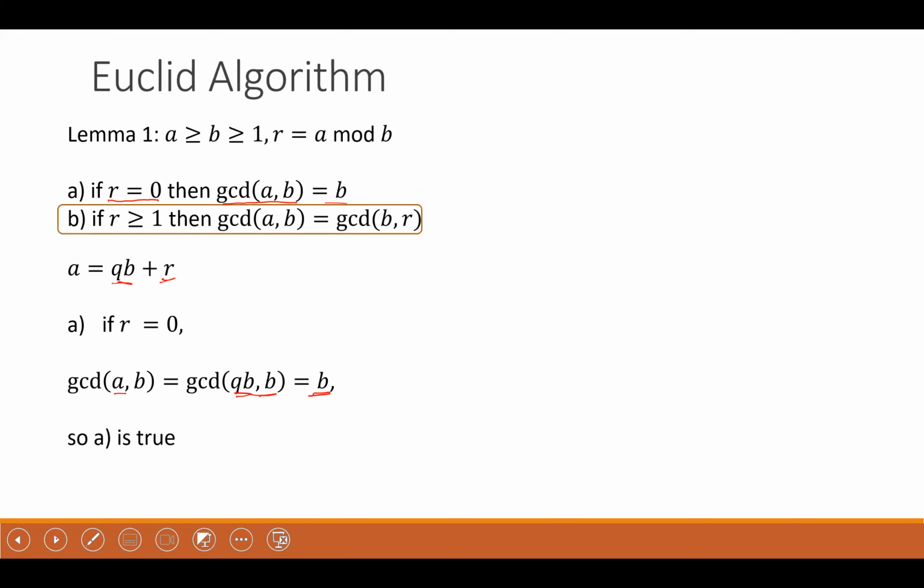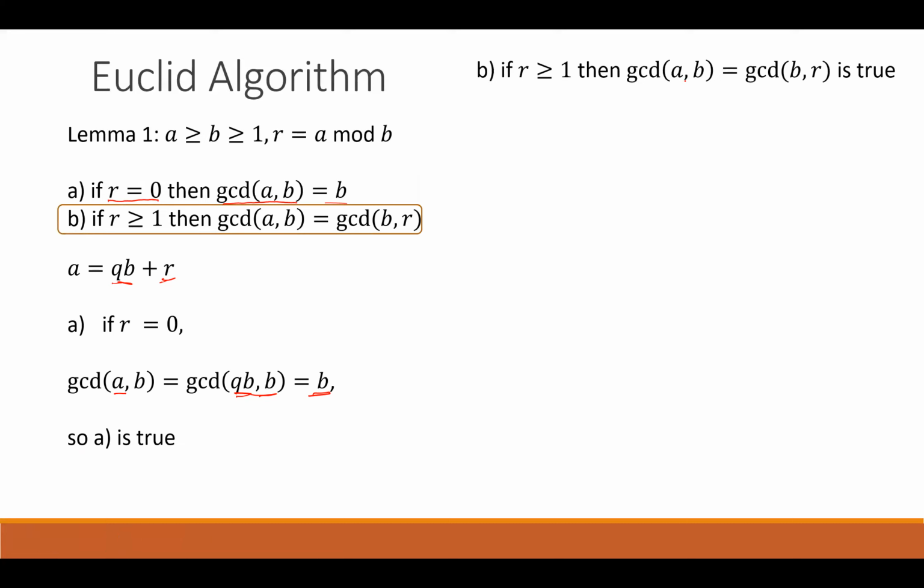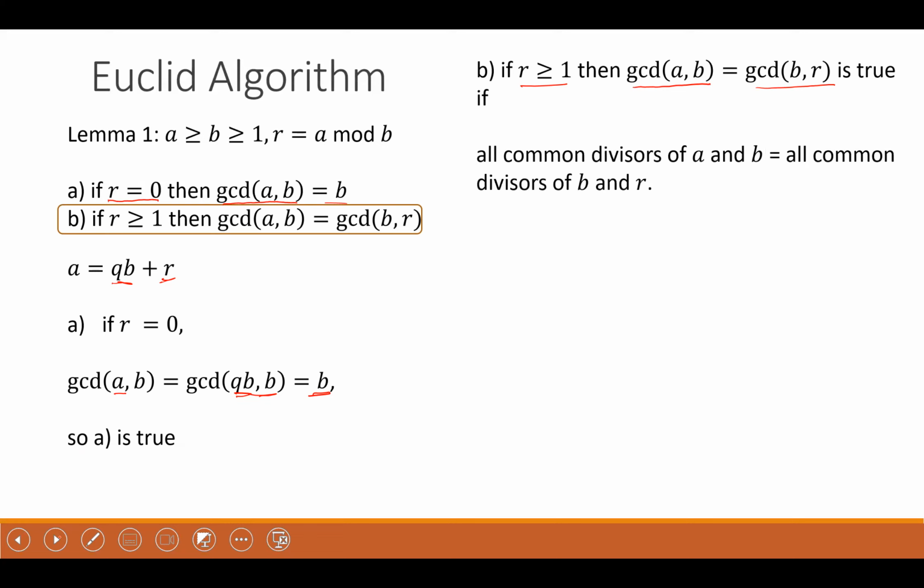So A is true. Part B, we want to argue that the greatest common divisor of A and B is equal to the greatest common divisor of B and R if R is not equal to 0. So if it's greater than or equal to 1. All right, so how we're going to prove that is we're going to say, well, if all of the common divisors of A and B are the same as all of the common divisors of B and R, then the greatest common divisor must also be the same. Okay, makes sense. So if they have all the same divisors in common, then the greatest one is also one they have in common.